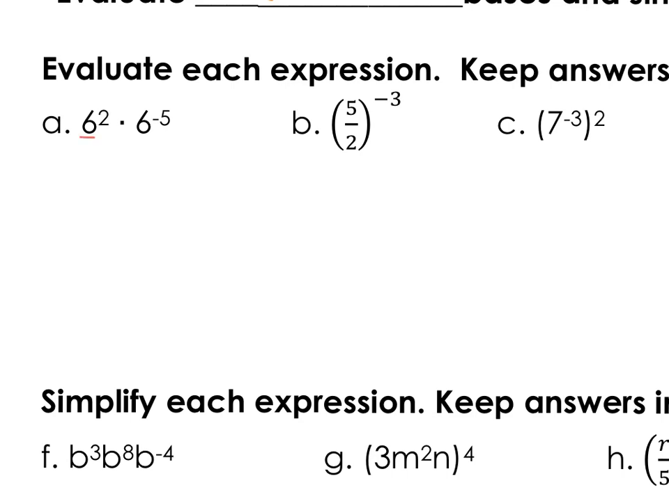Notice our bases are the same and we're multiplying. So this is called product of powers. To condense this expression down to one base, we're going to add the exponents together. So that would be 2 plus negative 5. And 2 plus negative 5 would be 6 to the negative 3 power. That condenses our base down to 1, but now we have a negative exponent.